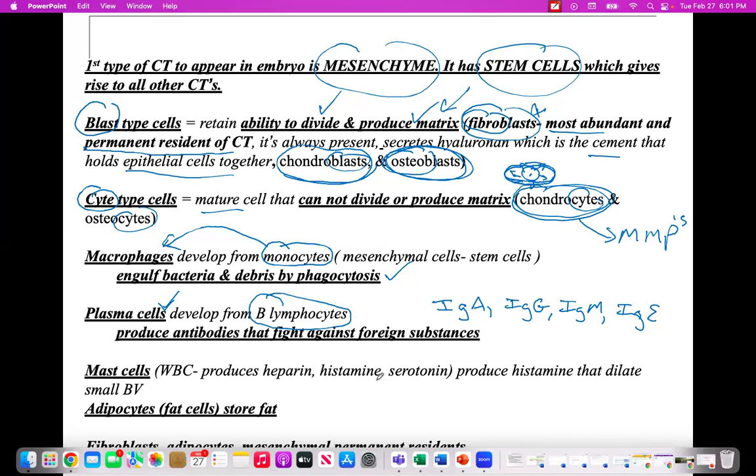Maybe some it produces immediately. Maybe some it produces later on, or a delayed type of reaction.